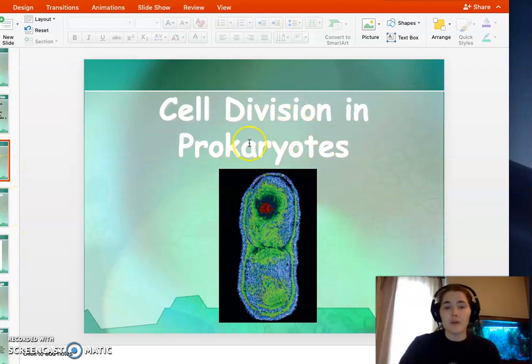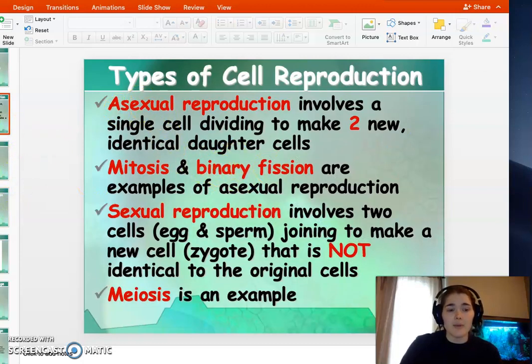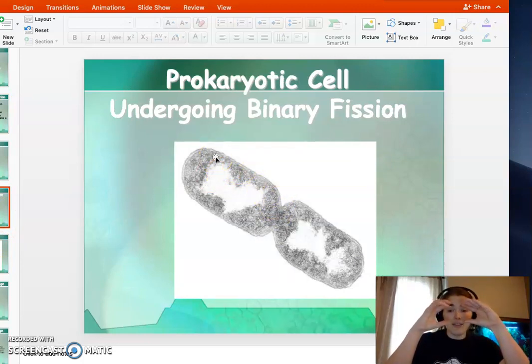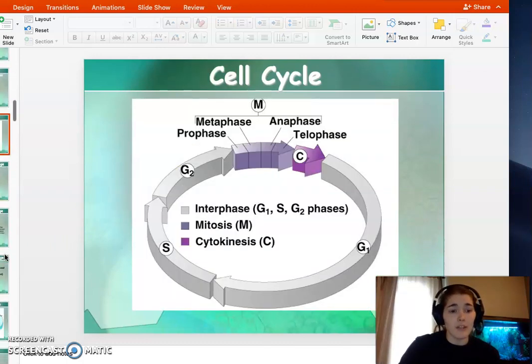Now, in prokaryotes, so in bacteria, binary fission, which I mentioned on this slide, is an example of asexual reproduction. Binary fission would just be one cell that grows larger and then just pinches itself in half, breaks in half. Now you have two cells. And that is binary fission. It would be really crazy if humans divided that way. We don't, which is great.